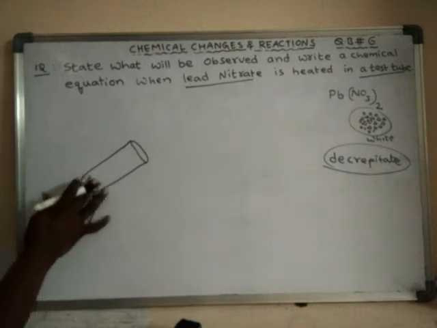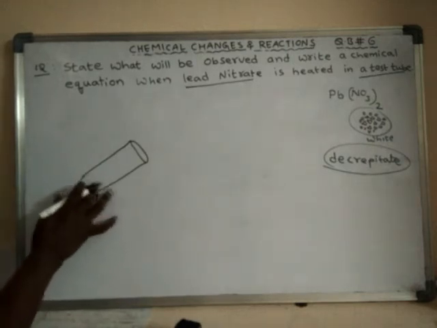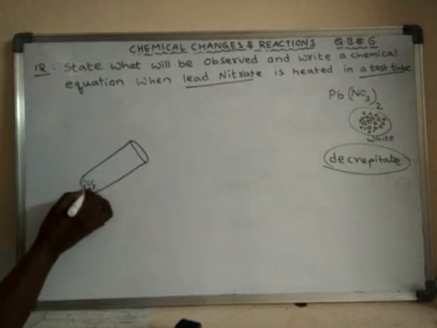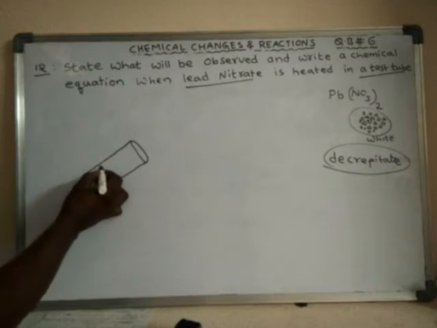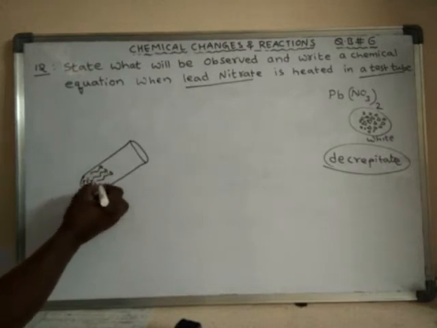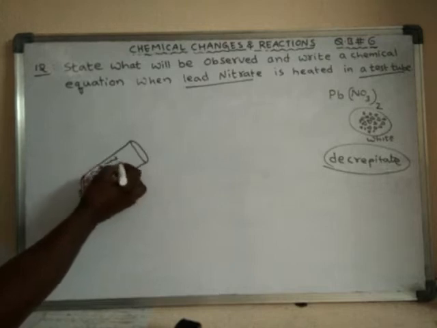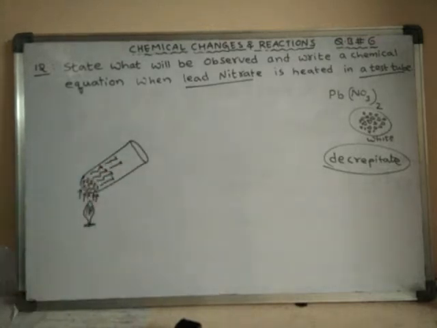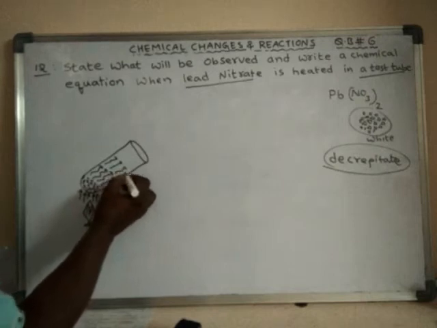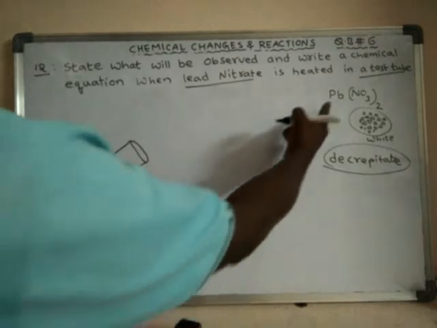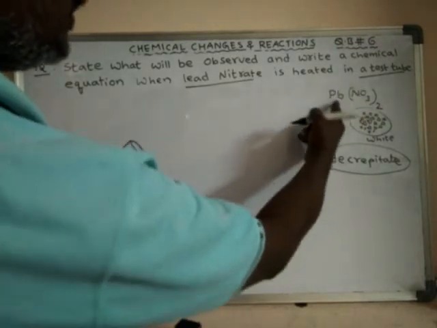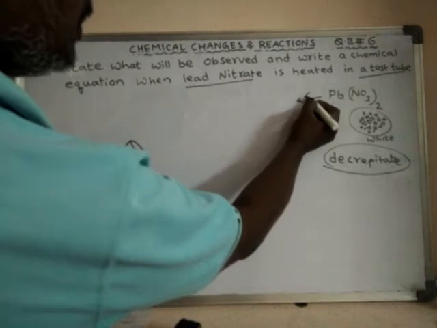Finally, a powdery mass is formed. Those crystals are converted into powdery mass. And during this process, reddish brown colored gas is released, or given out from this. What is the color of this gas? Reddish brown colored gas. That means lead nitrate when heated, what happened?